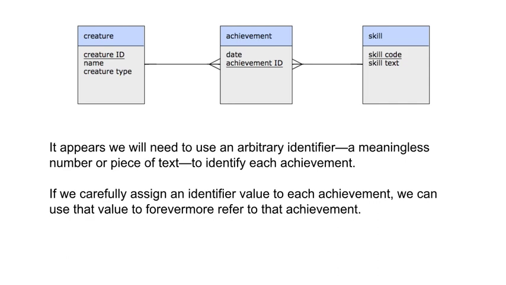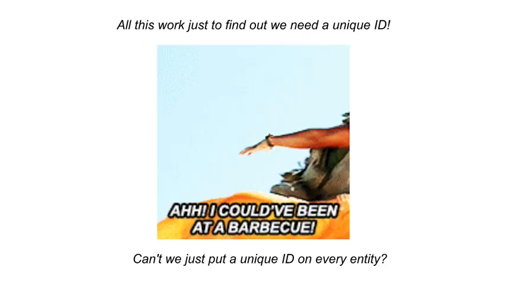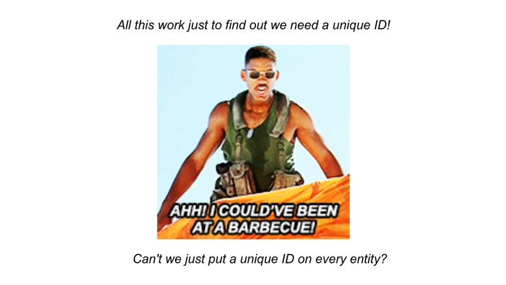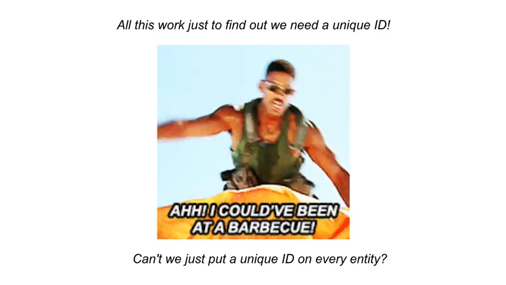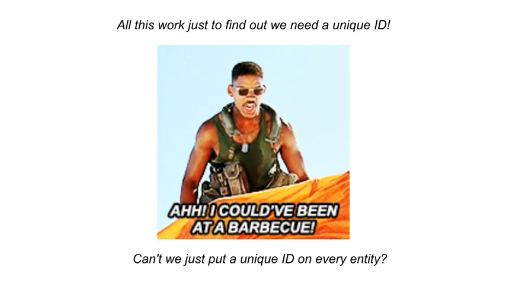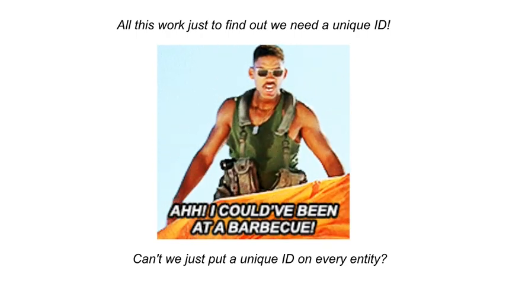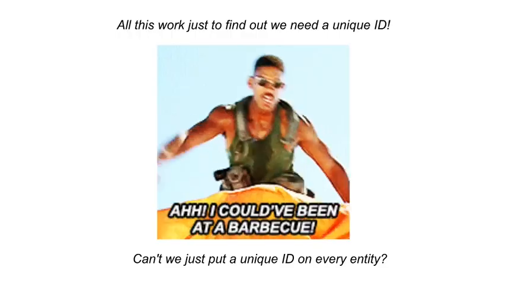Before we move on to the review questions, some of you might be wondering, all this work just to find out we need a unique ID. I could have been at a barbecue. Can't we just put an arbitrary unique ID on every entity? In fact, we could skip putting identifier bars on the LDS completely. Wouldn't that save us time?